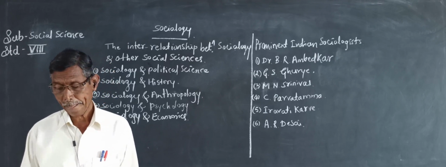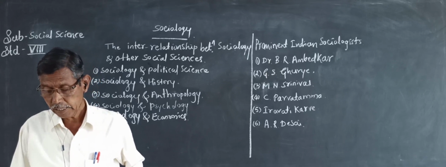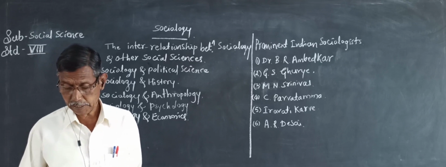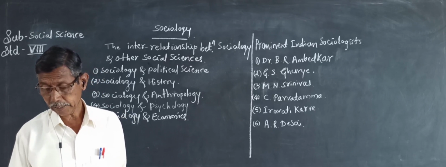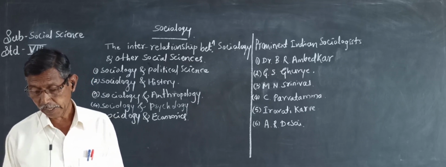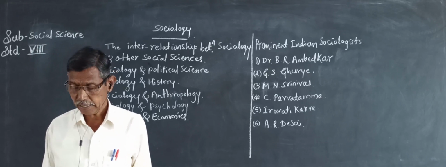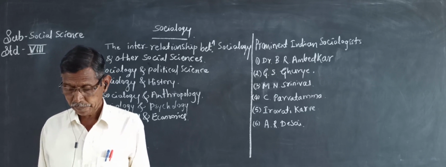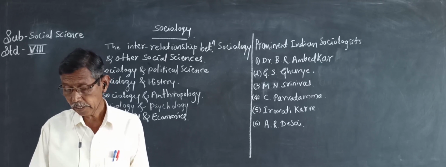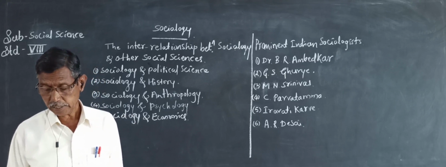Now, C. Parvathamma. She is another prominent contemporary sociologist from Karnataka. In her early age, she faced many problems, but with struggle and determination, she became a leading sociologist of India. She was born at Saigandi village in the present Davangere district in June 1928. She lost her father when she was only 9 months old. With the support from her maternal family, she got her education.